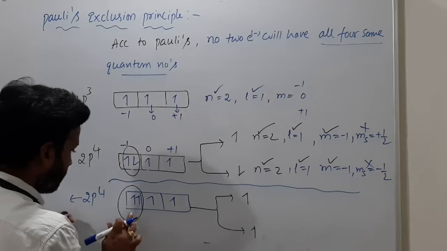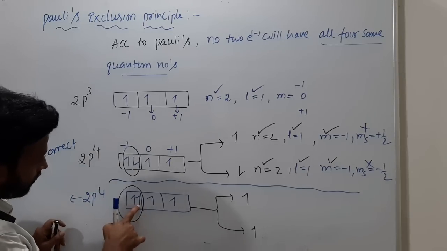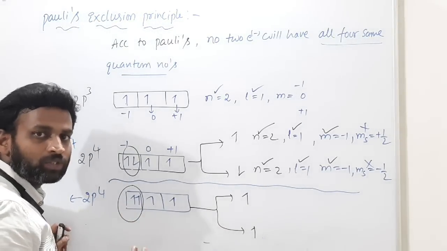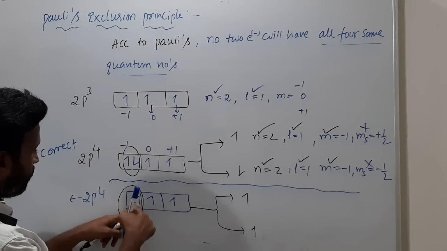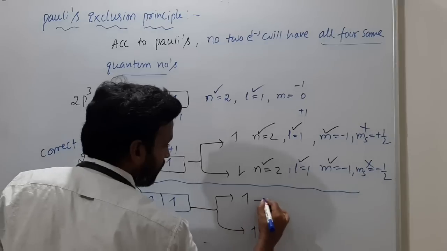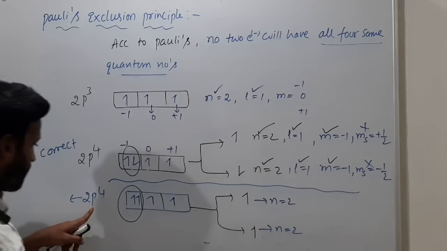Okay. So these two electrons are our question. Do these two electrons have all 4 same quantum numbers or not? That we have to check. See, both electrons belong to second shell. So n value is 2. So here also n value is 2.